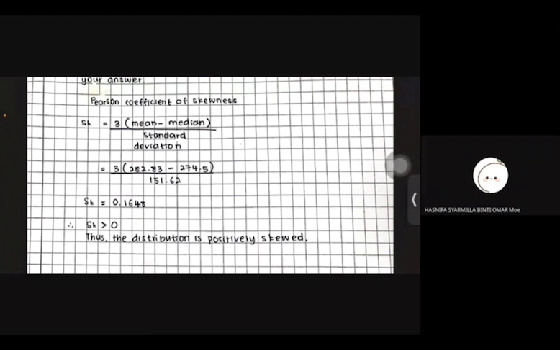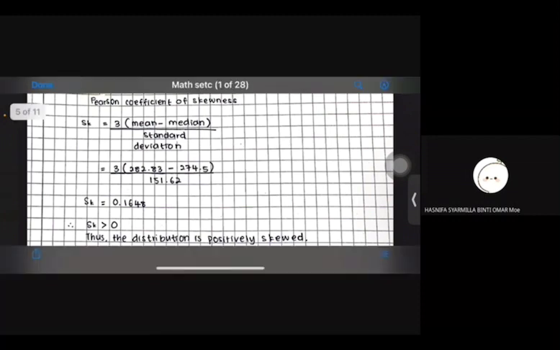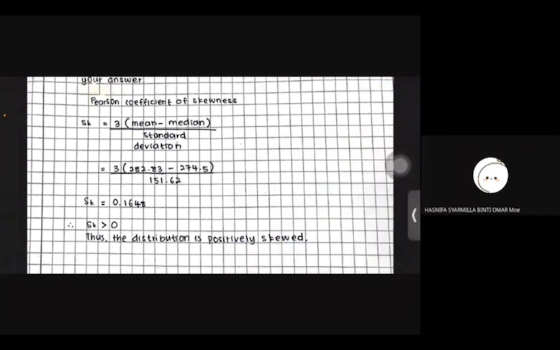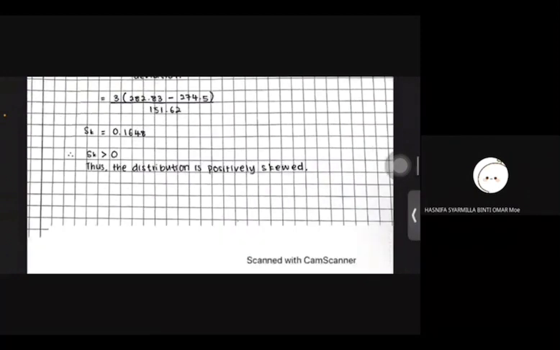The answer is 0.1648. Before we interpret the data, we need to know whether the value of skewness is more than, equal to, or less than 0. The value we get is 0.1648, so it is more than 0. Thus, the distribution is positively skewed. So I think that's all from me.